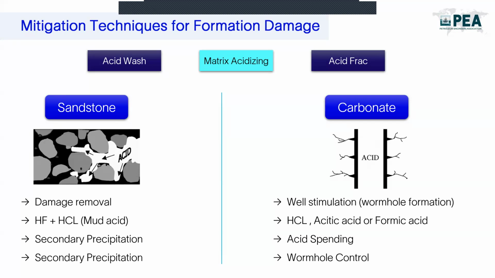In carbonate formations, matrix acidizing uses only hydrochloric acid to dissolve the carbonate minerals, creating wormholes that enhance permeability. And the process is more straightforward, but requires careful control to manage the rapid reaction rates and ensure the penetration as well.